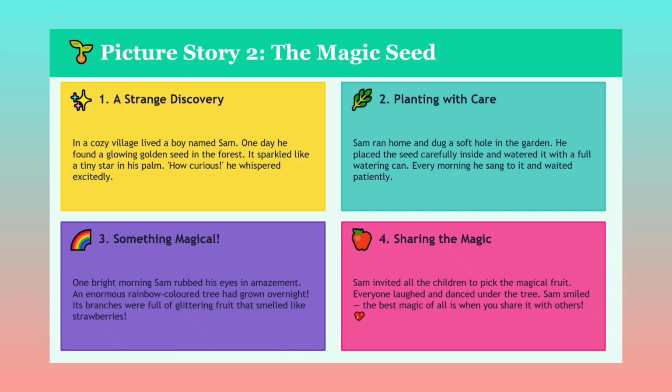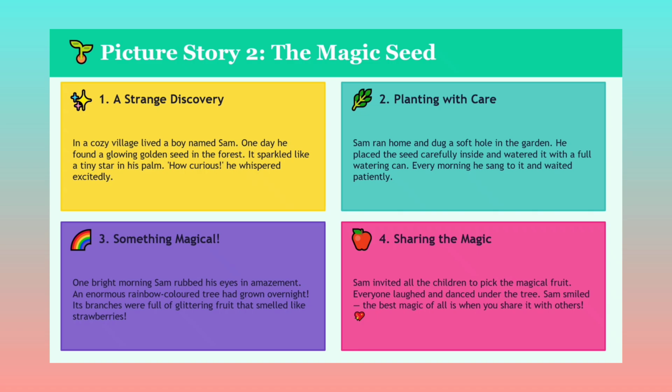The next part, planting with care. Sam ran home and dug a soft hole in the garden. He placed the seed carefully inside it and watered it with the full watering can. Every morning he sang to it and waited patiently.